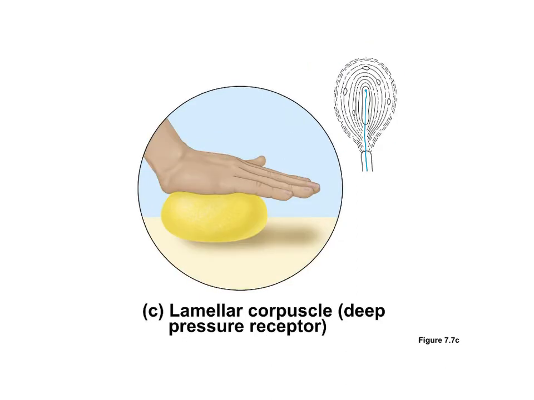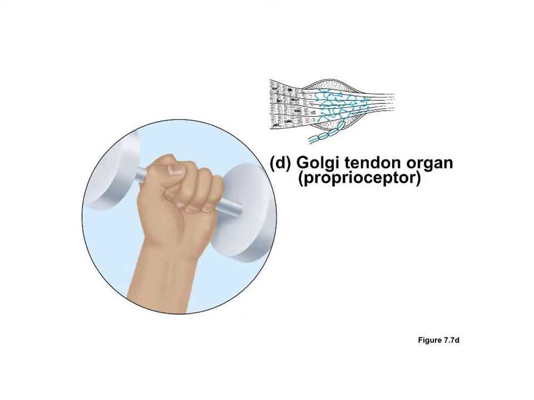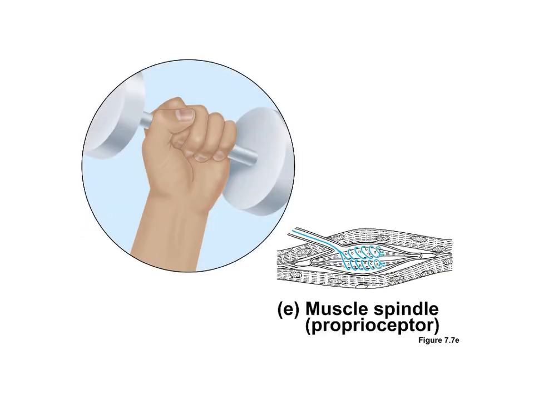And then you also have lamellar corpuscles. Those are deep pressure receptors, so they allow you to detect pressure of varying degrees on your skin and body. The Golgi tendon organ is a proprioceptor that allows you to detect stretch. And the muscle spindle is another proprioceptor that also detects stretch in muscles.